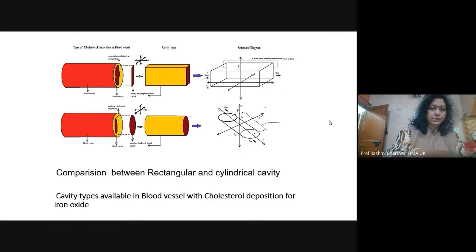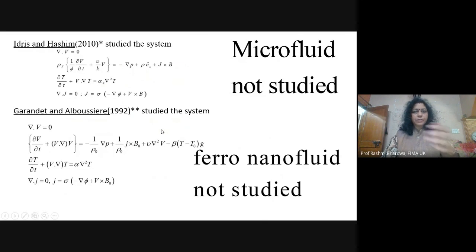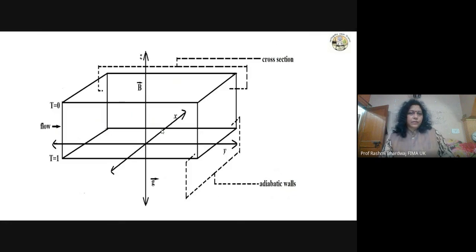So see that this red is our blood vessels. Here this yellow shows the cholesterol depositions. There are two types of trajectories we are using. One is this one, with rectangular coordinates, and this one uses cylindrical coordinates. So it is a rectangular cavity and this is a cylindrical cavity. Based on this, this is the work done by earlier scientists, and we have developed this model by taking these cross sections.